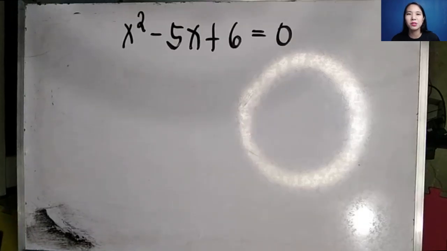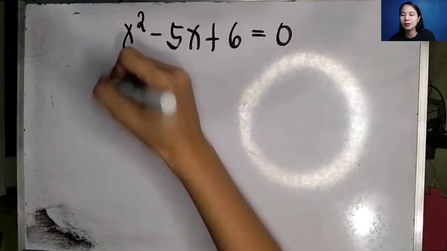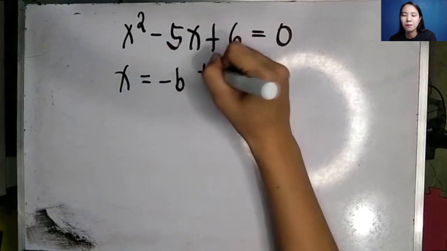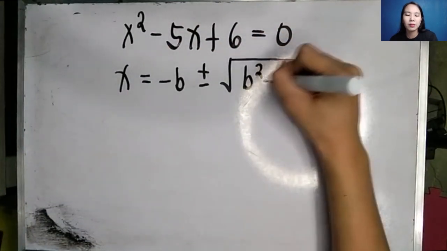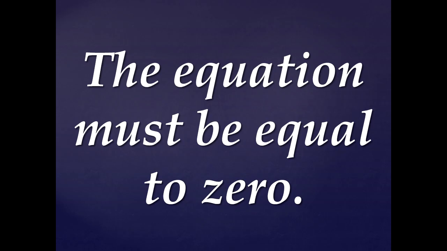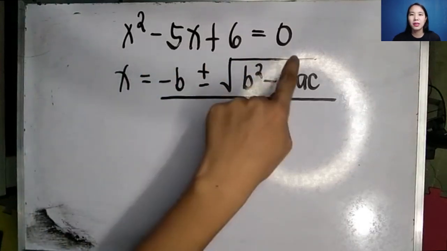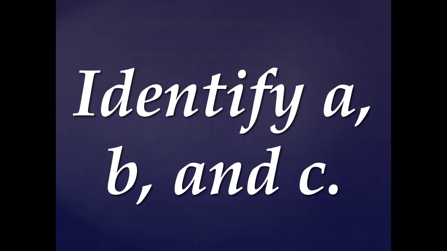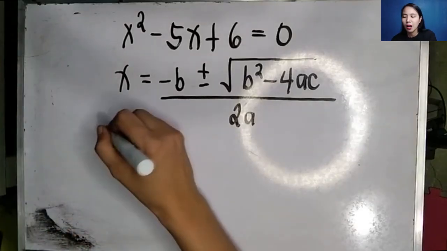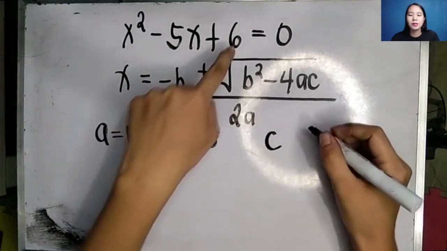From our given x squared minus 5x plus 6 equals 0, we can also use the quadratic formula. The quadratic formula is x equals negative b plus or minus the square root of b squared minus 4ac all over 2a. So the first step in performing the quadratic formula is the equation must be equal to 0. So in this case, it is already in its standard form and equated to 0. The next step is identify the values of a, b, and c. So from our given quadratic equation, our a is equal to 1. Our b is equal to negative 5. And our c is equal to 6.